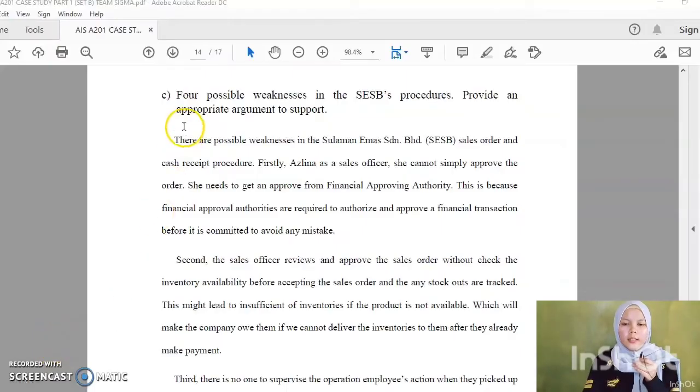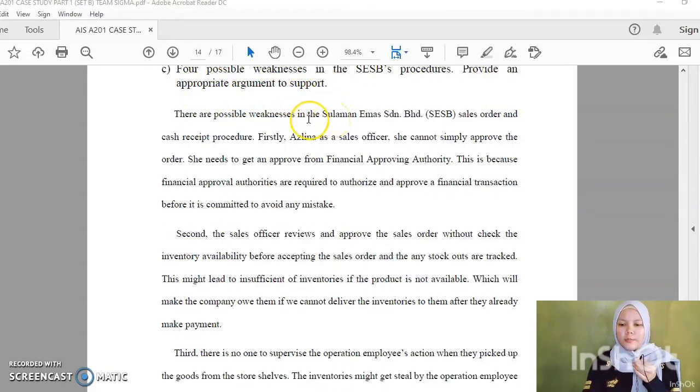Okay, next is four possible weaknesses in SASB procedures. Provide an appropriate argument to support. Okay, there are possible weaknesses in Sulaiman Amal Sendirian Berhad's sales order and cash receipt procedure.